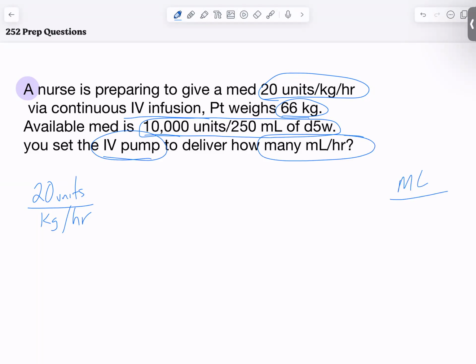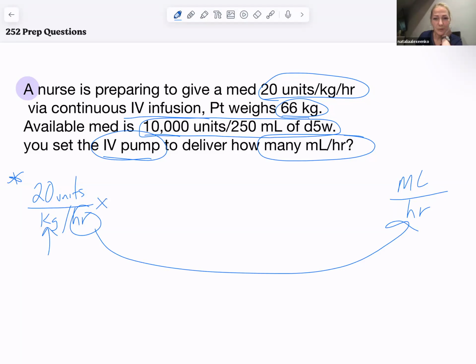So I start with that given, which in this case is my 3-factor, and I know what my wanted is, milliliters an hour. So boom, I have hour. I'm feeling good about myself. I'm ready to celebrate. How do I get rid of kilogram? You put 66 on top. That's right. I'm going to use what I got, 66 kilograms. Fabulous. I get rid of kilogram.